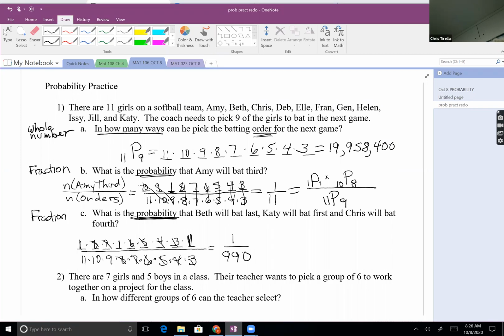Is that doable? Yeah. Instead, if you want to do it just calculator based with your permutations, what we've got is 1 Beth and 1 Katie and 1 Chris. And from the 8 remaining players, we need 6. Out of the 11 on the team, we need 9. And both should give you the same results.